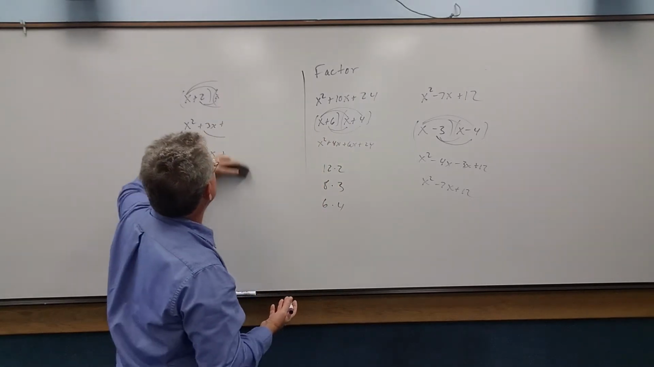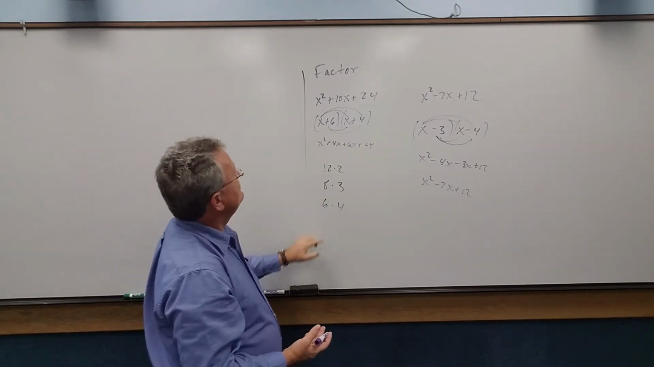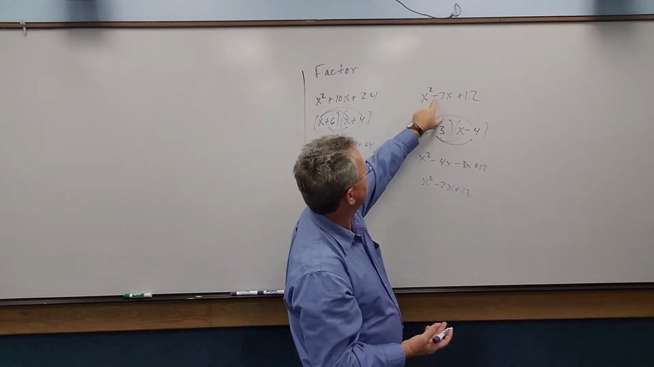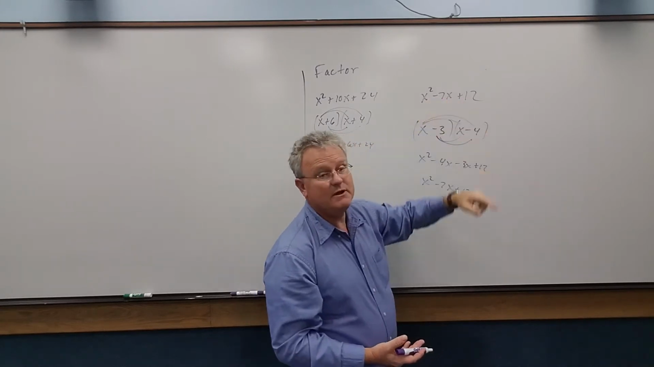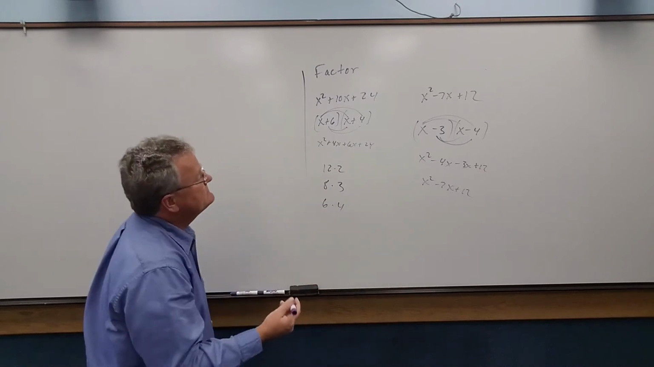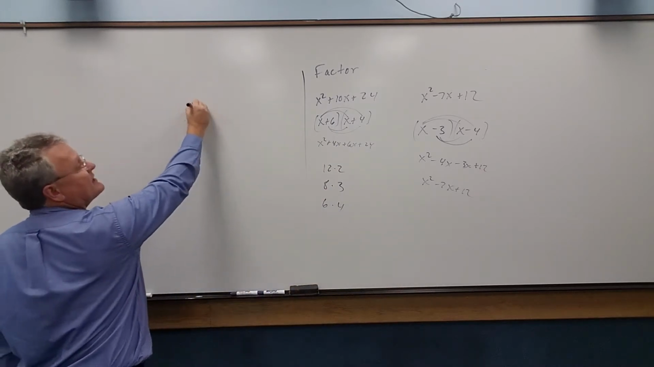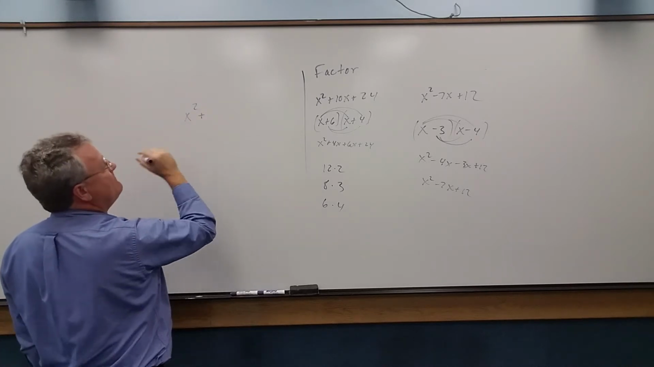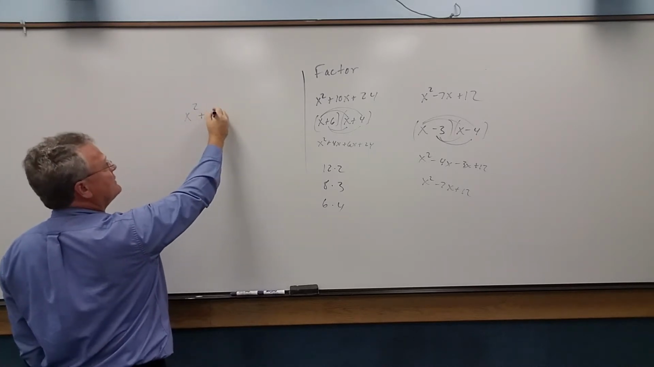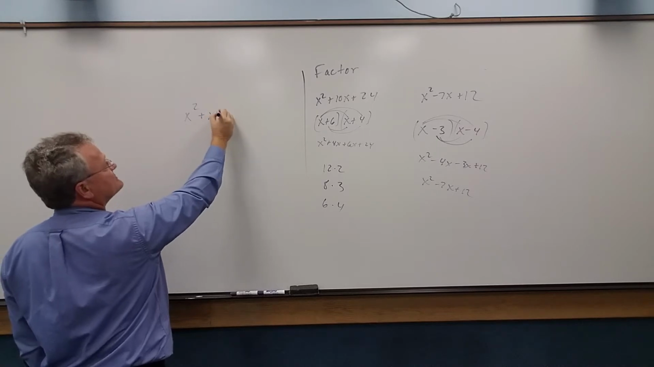Let me do one more example. These were both positive. Here we had a negative and a positive. They could be both negative. This could be a positive and a negative. Doesn't really matter. Let's say we had x squared plus x minus 30.